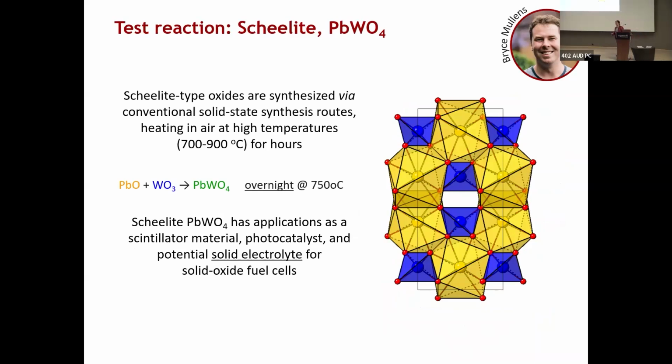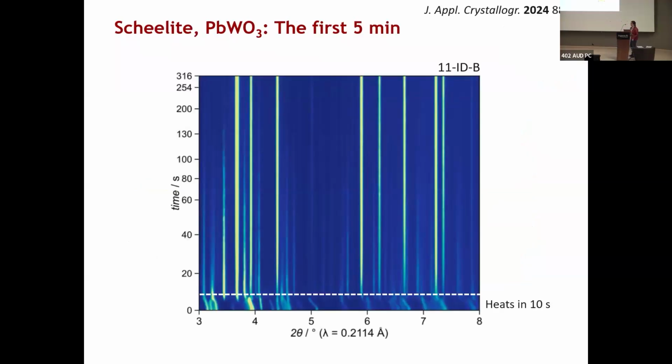But Bryce is a good solid state chemist. He knows that he takes lead oxide and tungsten oxide, mixes them together, puts them in the oven overnight at 750 degrees C, and he'll end up with this scheelite. Lead tungstate is a phase pure product. So lead and tungsten, very nicely, strongly scattering. We can put it in and look at these very fast early kinetics without worrying about signal to noise.